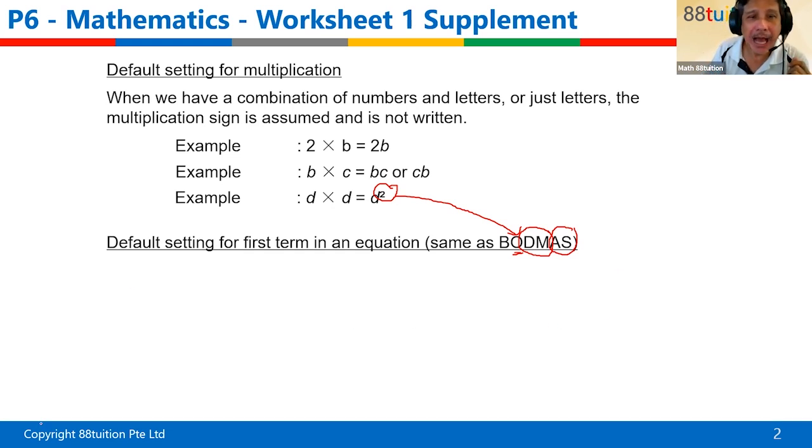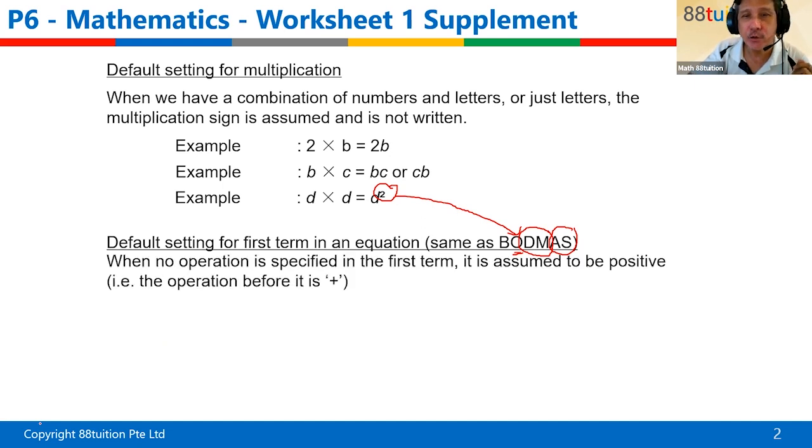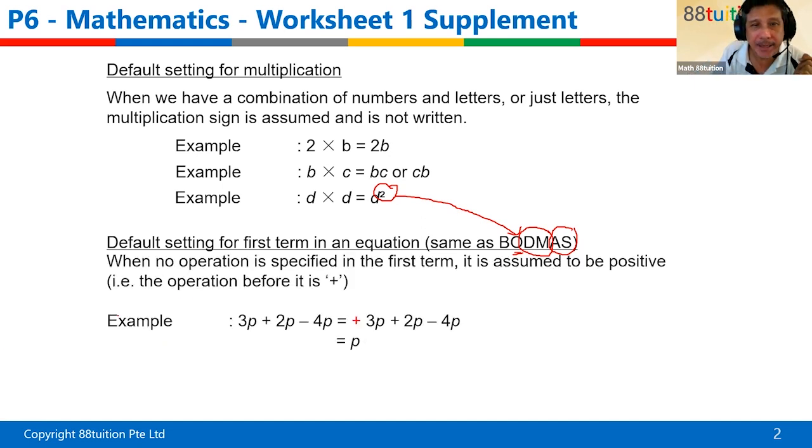Okay. Now, how does an equation look like? I will just show you a simple equation. For example, we have 3p plus 2p minus 4p. This is an equation. Now, notice that I have a minus, I have a plus, but in front of the 3p, there is nothing. So the 3p here is my first term because this is the beginning of the equation. When there is nothing written in front of it, it is always a plus.